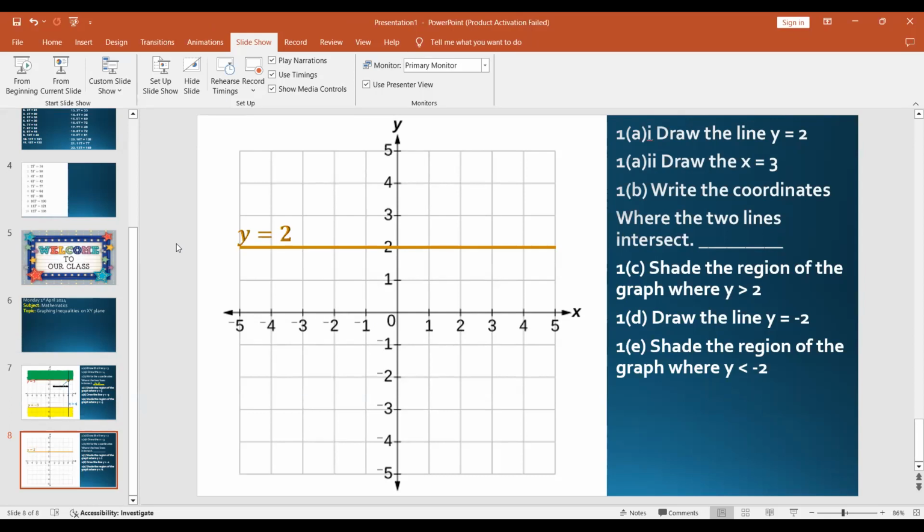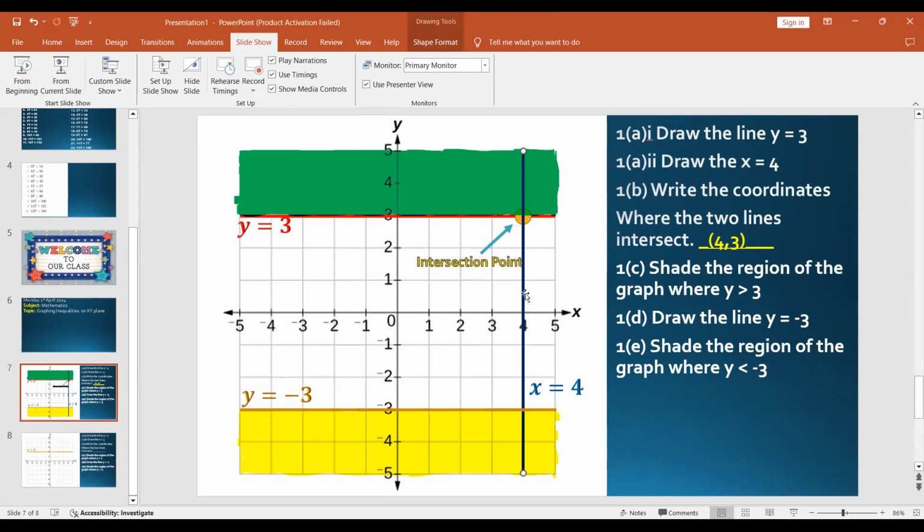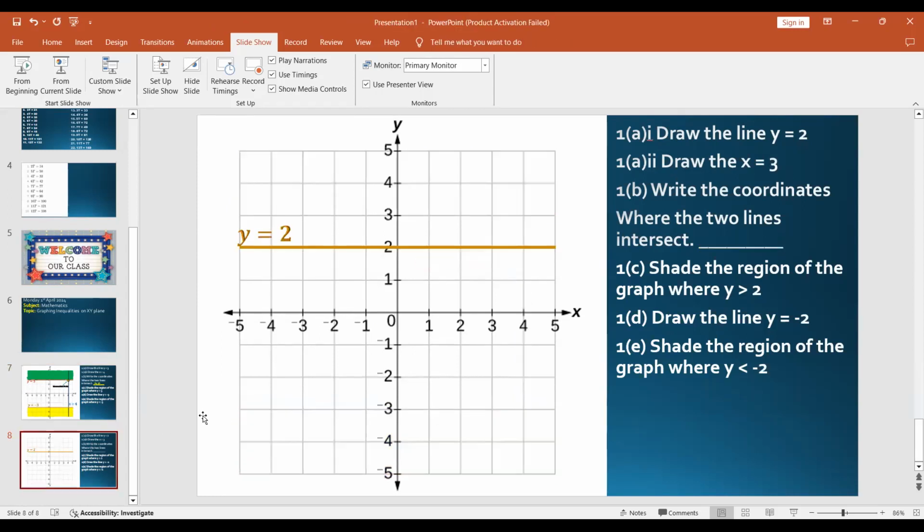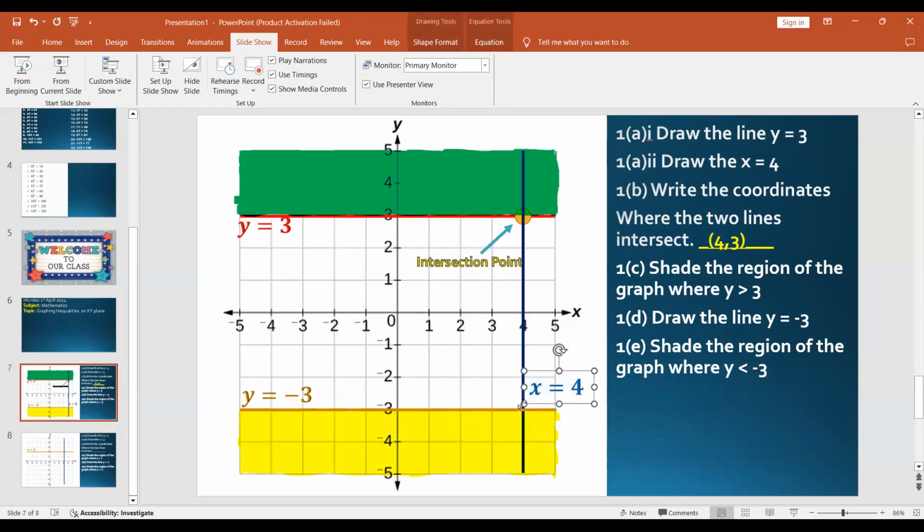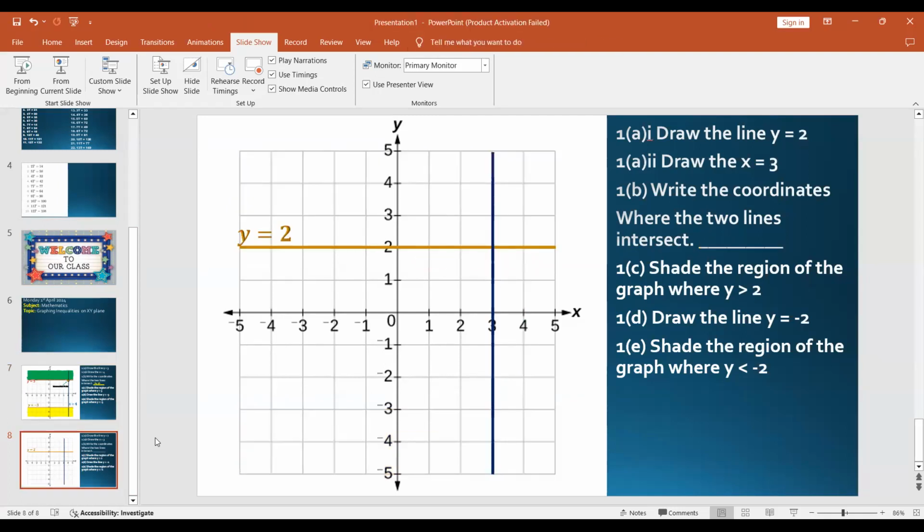And then we have x is equal to 3. Nevaeh, can you tell me how we're going to get x equals 3? You look at the x-axis, find three, and draw the line through that three. Very good. So we locate three on the x-axis and draw a vertical line, up and down, that goes through three on the x-axis. Then we label it: not x is equal to four this time, but x is equal to three.